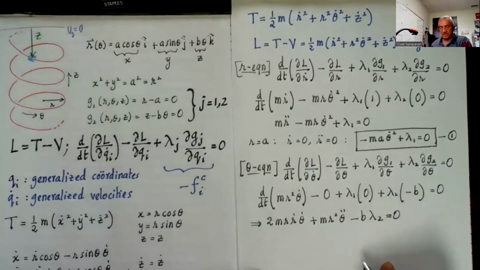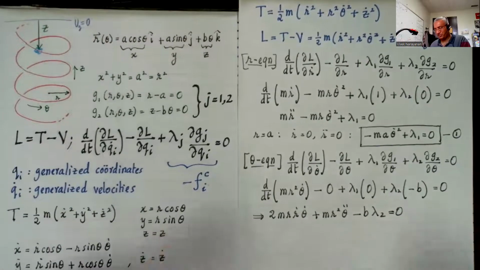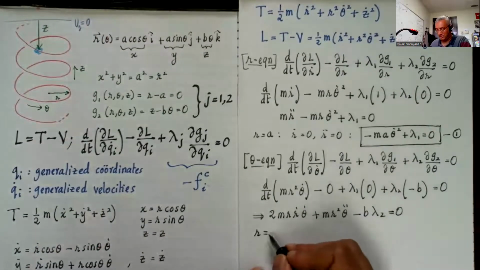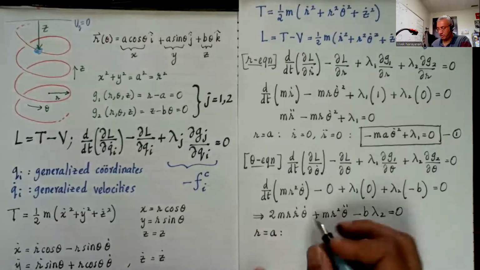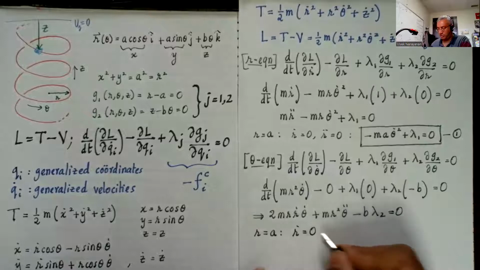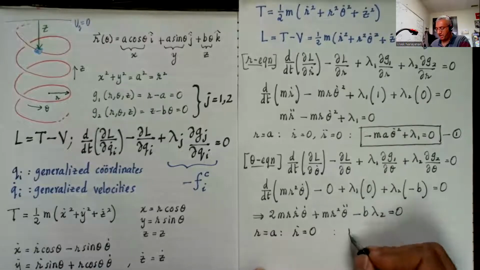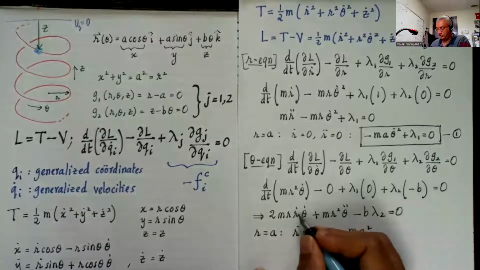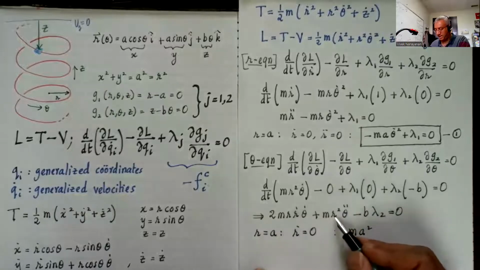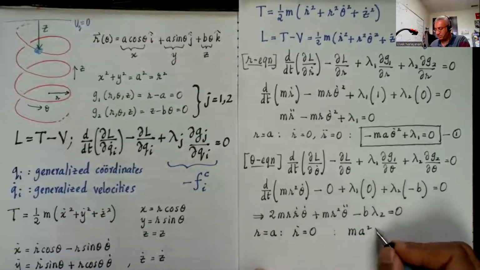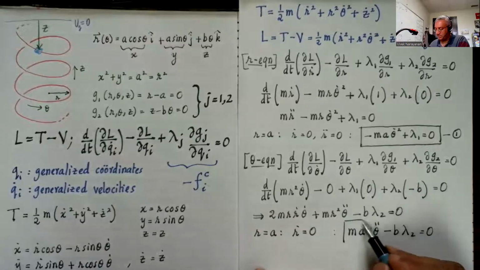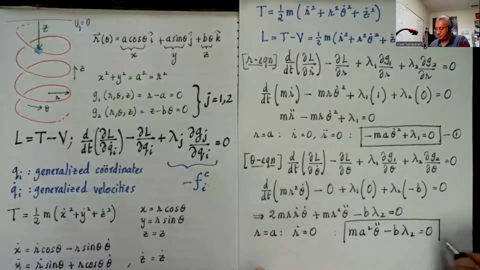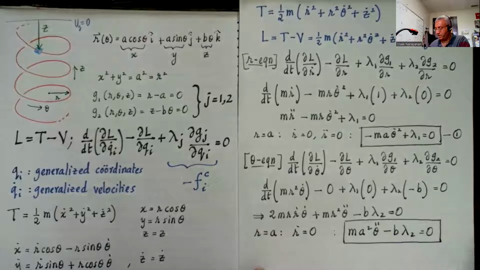Well, actually, r does not change with time. We are on the cylinder, so let's implement the cylinder condition. We are still not talking about a spiral yet. We are still simply on the cylinder. So r dot is equal to 0. And that gives me m a squared. The first term disappears because r dot is 0. And here I get a squared instead of r squared. Theta double dot minus b lambda 2 equals 0. Very useful looking equations already.